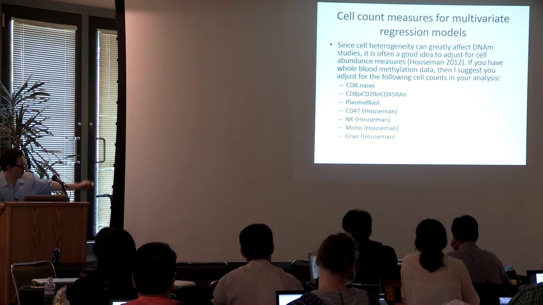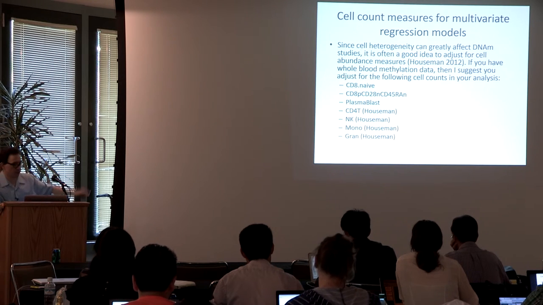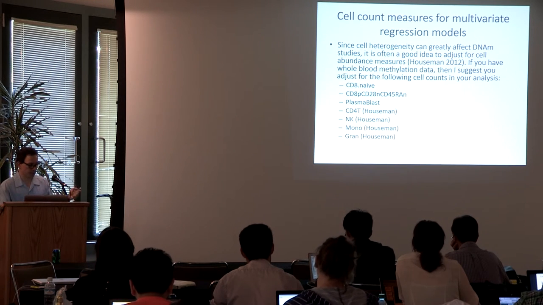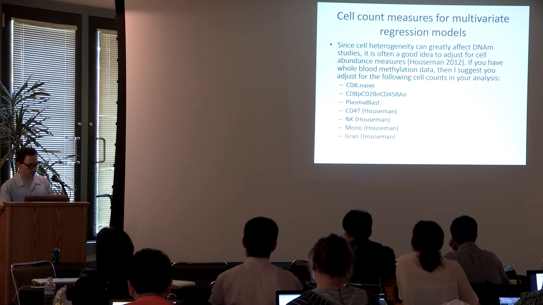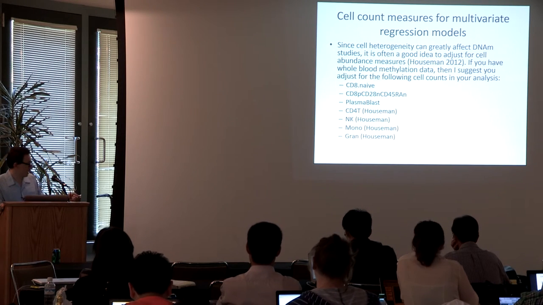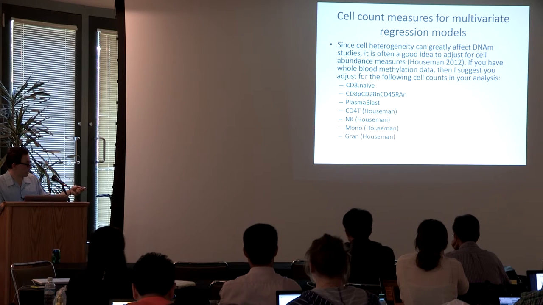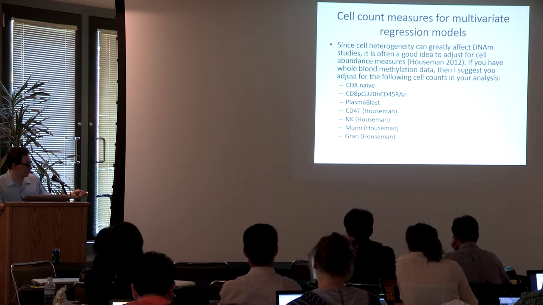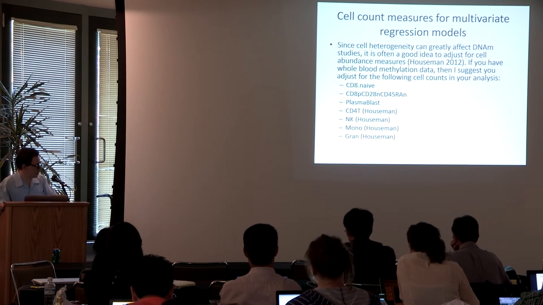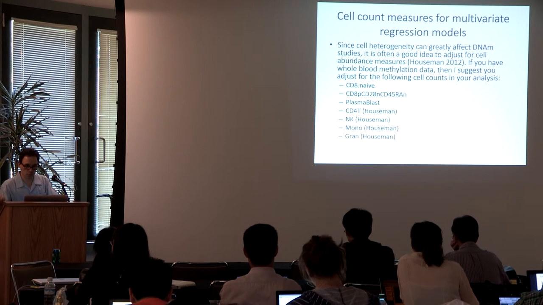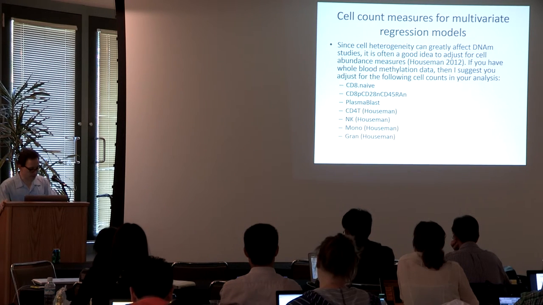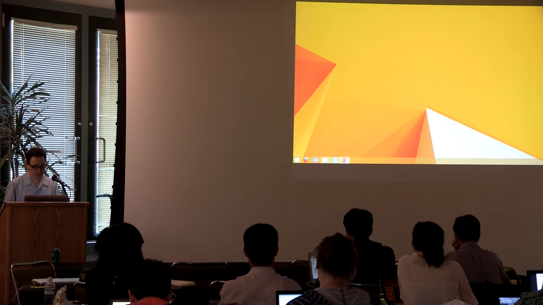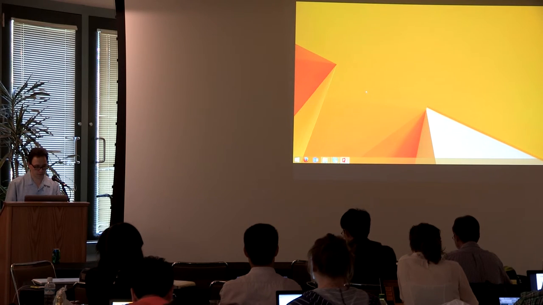So before I go there, let me mention, when you have a complex trait and you regress it on various covariates, I often suggest that you use a multivariate model where you include these seven cell counts as additional covariates, very much as what I had done in this study of the centenarians. Do you remember I included several cell counts?